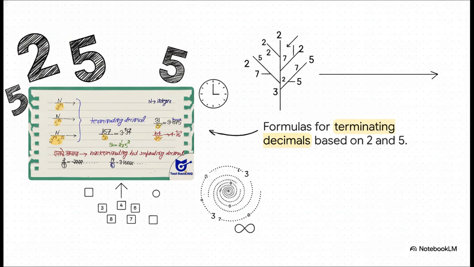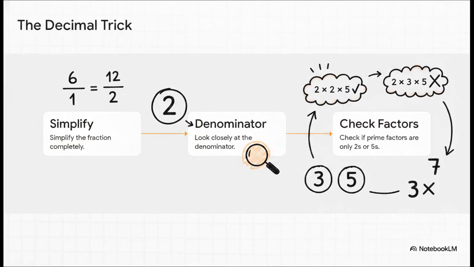You only need to look at the denominator. If the denominator is made entirely of powers of 2, powers of 5, or a combination of both 2 and 5, it will be a clean terminating decimal for sure. Take 31 over 8. The number 8 is just 2 times 2 times 2. Because it's only made of 2s, we instantly know it terminates perfectly. And it does, right at 3.875. But if the denominator has a 3 or a 7 in it, like 19 over 6, yeah, that's going to repeat forever. So to use this cheat code, you just follow these 3 quick steps.